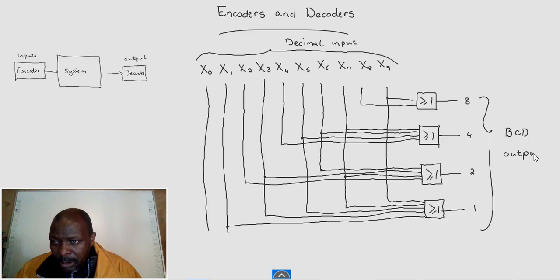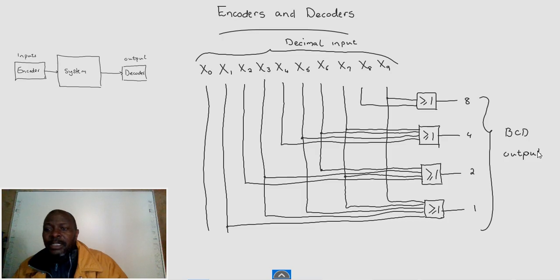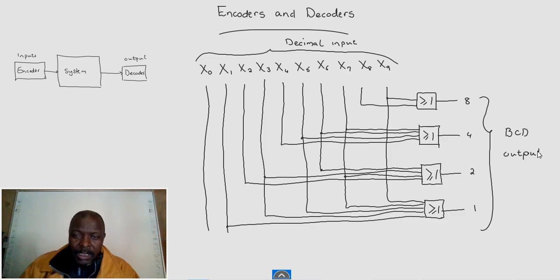Remember, with the 8421, that's the only one we can actually not have to say 8421. It's the only one that we can just call BCD. So this is basically our basic encoder. Now I'll look at a second encoder.